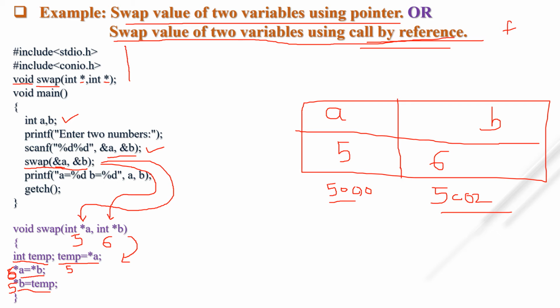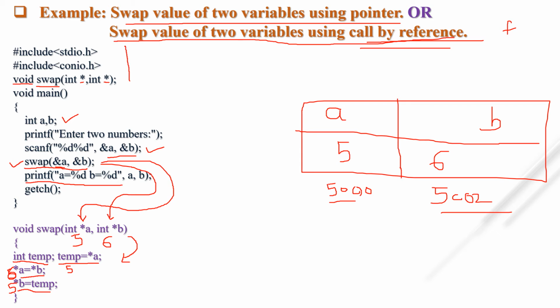Okay, now simply what we do, this function is completed. The function definition is completed. So the next statement will be printed. What is the next statement? a equal to %d, b equal to %d.